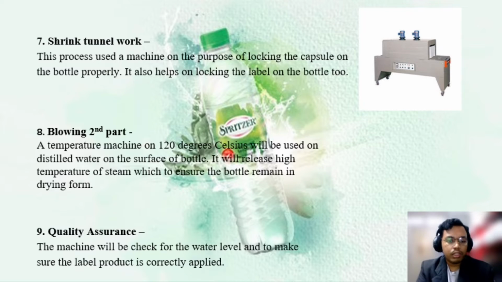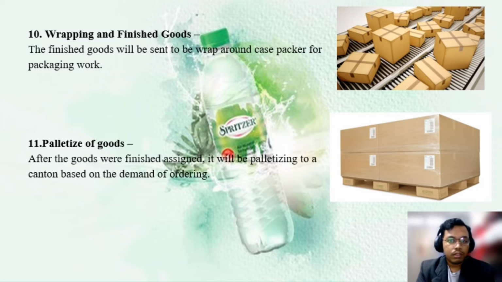Then, quality assurance. The machine will check the water label and make sure the product label is correctly applied. Then, the finished goods will be sent to be wrapped around the case packer for packaging work. Finally, after the goods are finished, they will be palletized into cartons based on the demand of ordering.